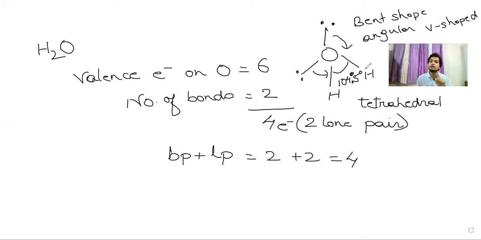That is why we call it a distorted geometry. It is not a regular geometry. A regular tetrahedral must have 109. So this will be a distorted geometry, which we call bent shape. That is how we can understand, and that is how we can apply the VSEPR theory to determine the structure.